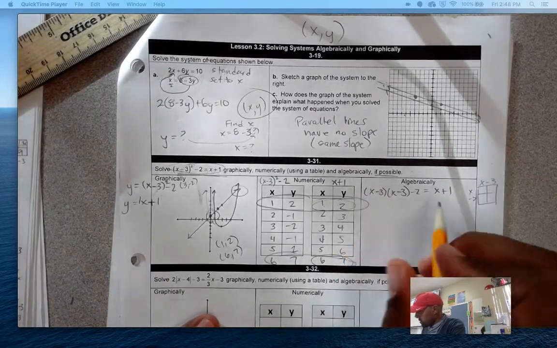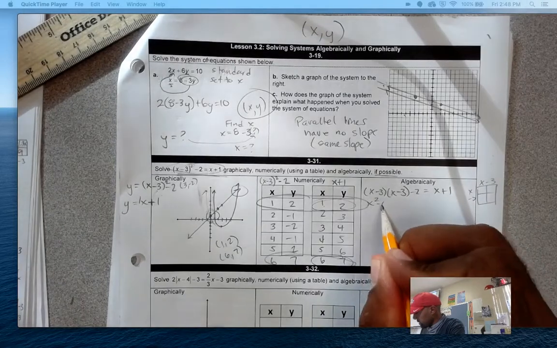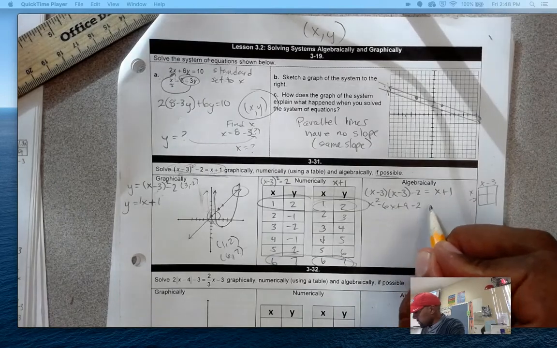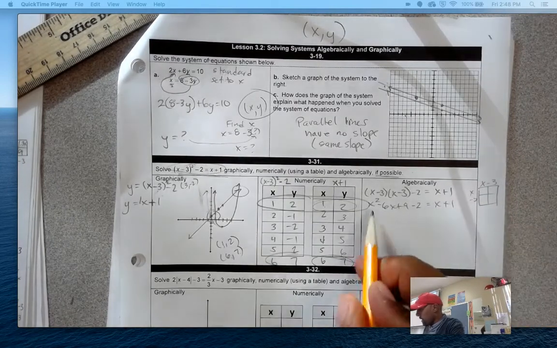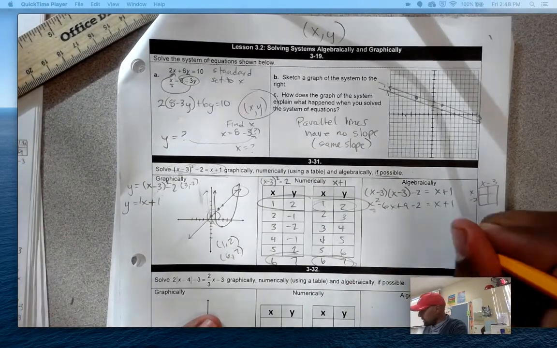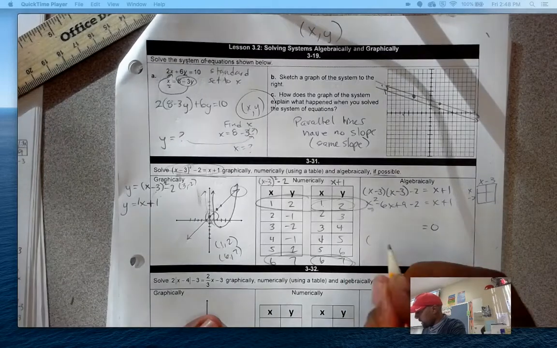Now, as a teacher, I know this one. So I'm going to just do x squared minus 6x plus 9. So after you do the box, you end up with this. And then there's a minus 2 after it, x plus 1. Now I have a squared, x squared. So what that means is I'm going to need to get this equal to 0. Okay, and then factor it.